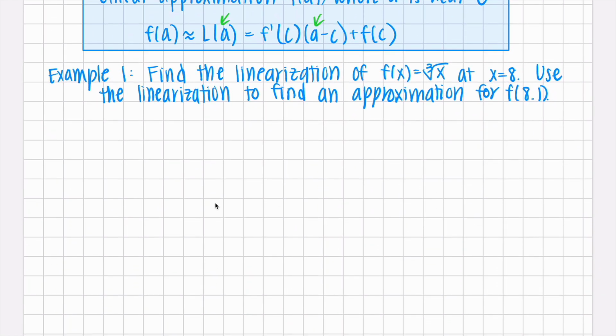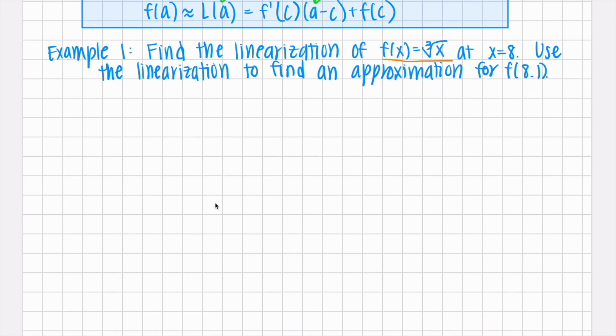It says, find the linearization of f of x equals cube root of x at x equals 8. Use a linearization to find an approximation for f of 8.1. So I want the equation of the tangent line for f of x at x equals 8. Let's start with that. Just like before, we're going to get the point and we're going to get the slope. The x value of the point is 8. To get the y value, I'm plugging 8 into my f of x, and I get 2. For the slope, I need the first derivative. Keep in mind that your f of x, you can rewrite it as x to the 1/3.